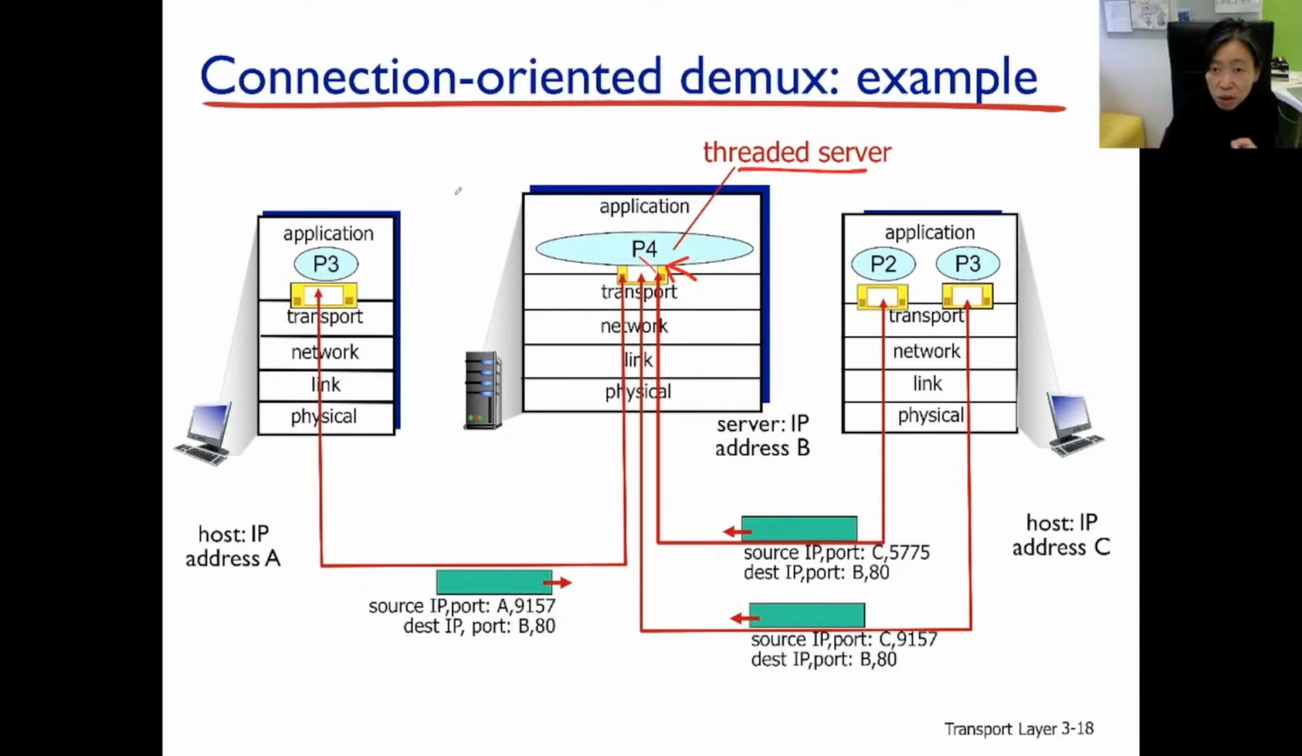This type of connection-oriented DMUX is TCP, but it only looks at the destination port number and the destination IP address. Therefore, the messages come in this way: source being A, source port number 9157. This one here, source being C, port number again different. But they will all be accepted by the listening socket here.